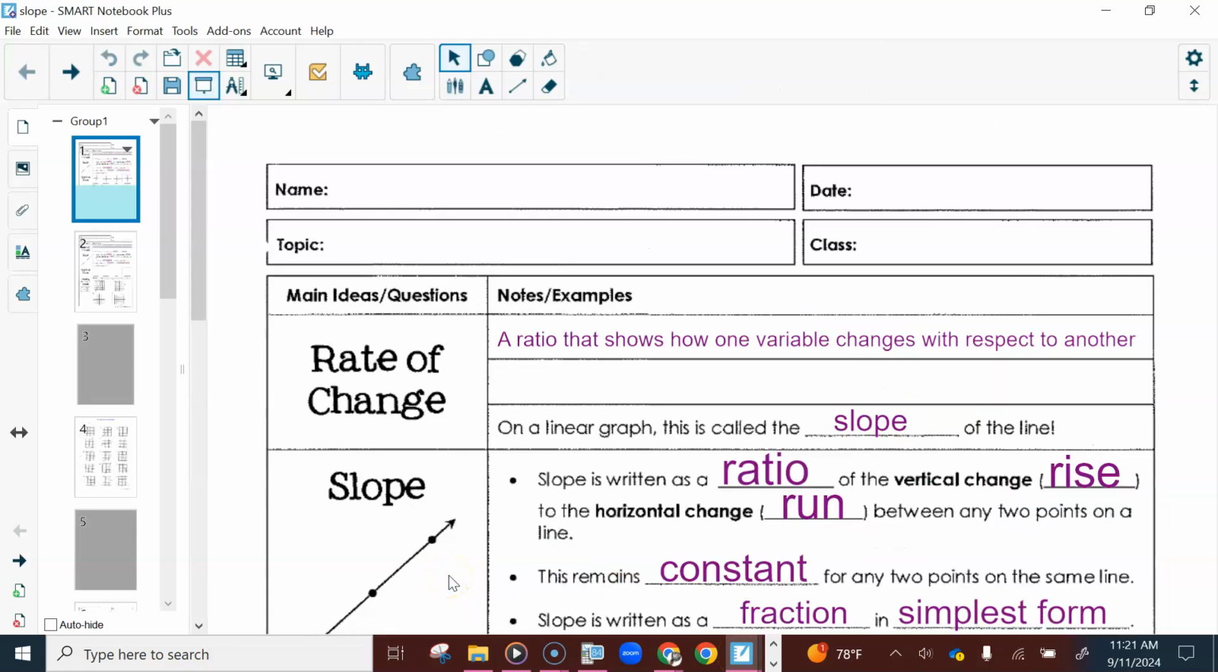Alright, so we are going to start off with learning about slope. If you grabbed an iPad, I need to show you something on it later, but go ahead and close it right now. You don't need it.